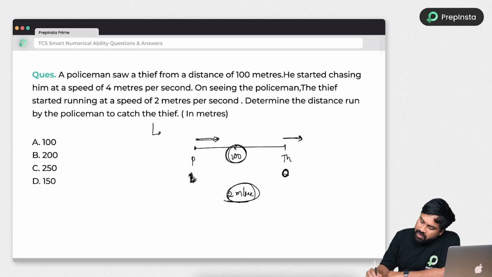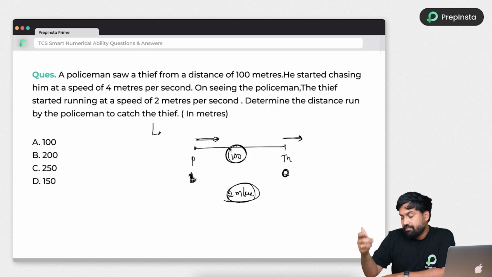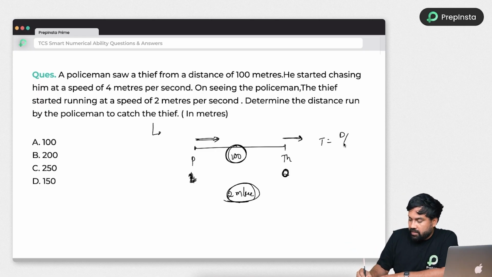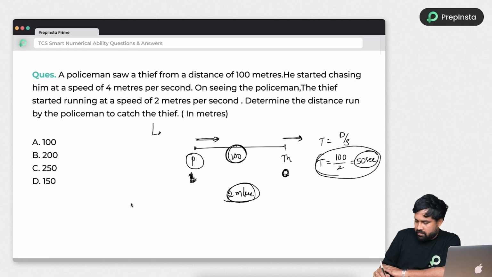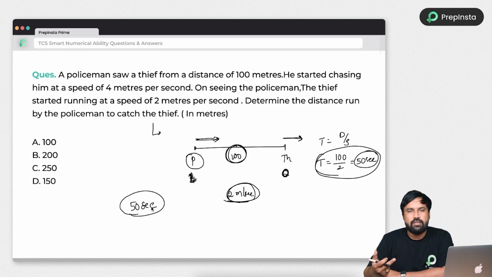Then to cover 100 meters, how much time will it take? Time is equal to distance by speed. So time is equal to 100 by 2, which is equal to 50 seconds. So to catch the thief with the relative speed of 2 meters per second, the policeman will take 50 seconds. Clearly understand my words. It's very important. The terms are very important while we are explaining. Why? Because the logical thinking will depend on it.